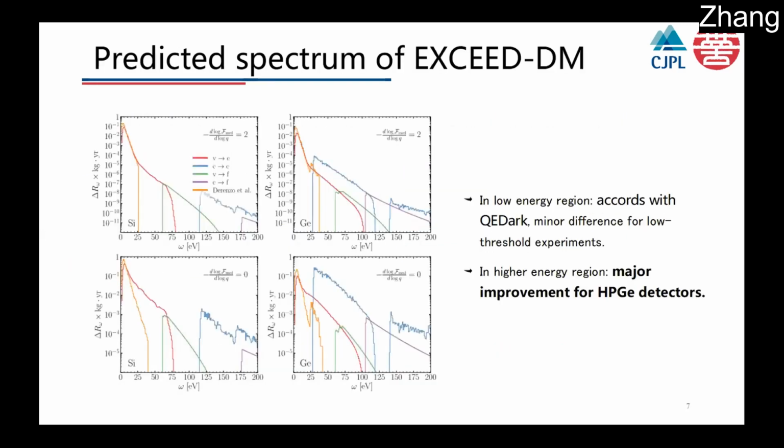And here's the result we can see. In the low energy region, the QDark result in orange lines accords with the result from XCDM. This means that for experiments with a very low threshold, whether you use QDark or XCDM, the result will only have some minor difference. But for us, this is the difference from 0 to 1. It will be a major improvement for us.